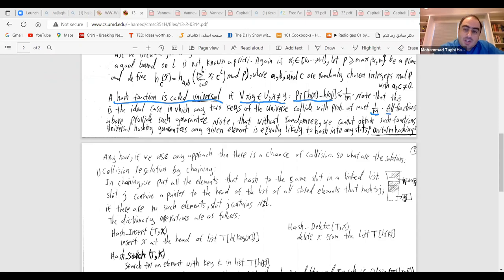Interestingly, all the functions that we have discussed, for integers, for fixed-length arrays, and for strings of unbounded length, all of them provide such a guarantee for us.